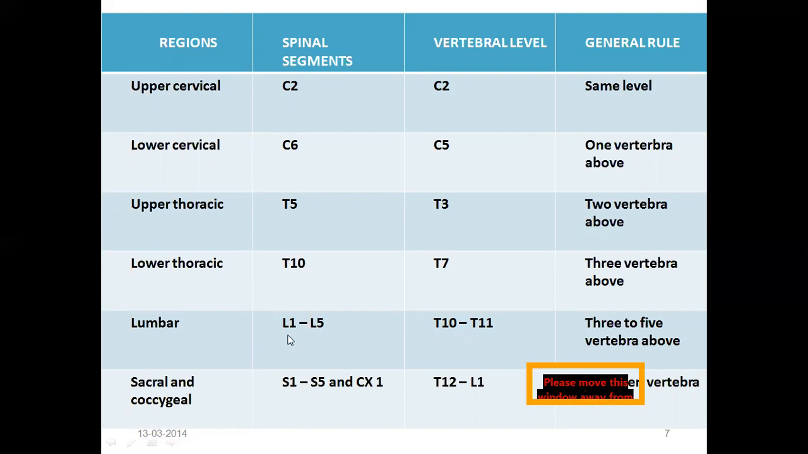Whereas the spinal segment level is L1 to L5, that is 3 to 5 vertebrae above. Then S1 to S5 and coccygeal 1 spinal segments are lying at the level of T12 to L1 vertebral level. That means it is 6 to 10 vertebrae above. So that means spinal segments and vertebral levels are not the same.